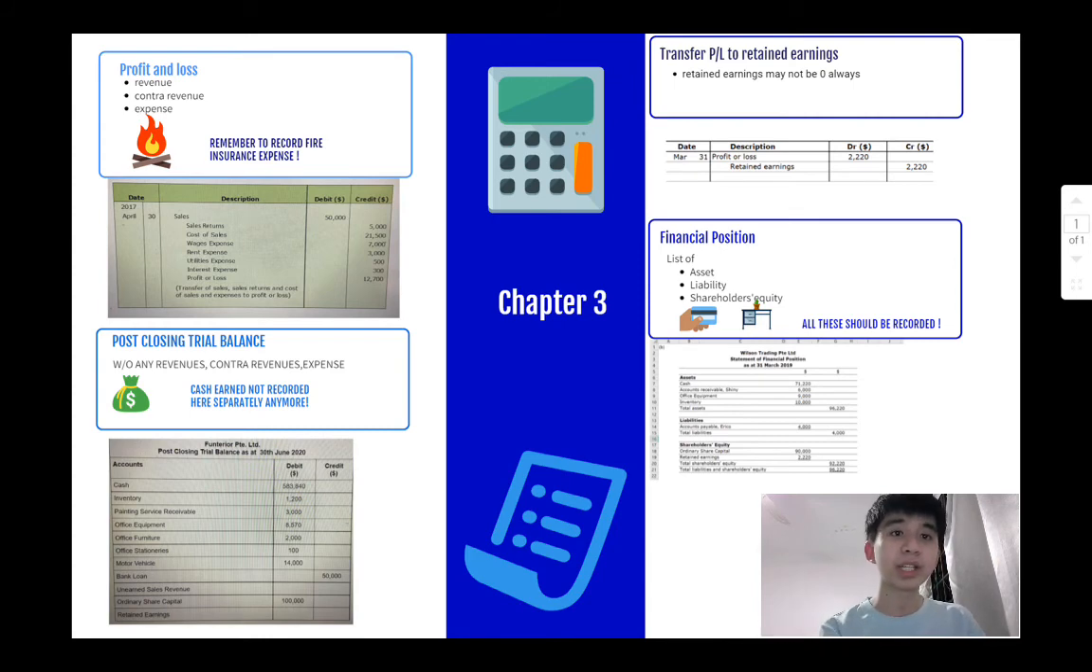Before preparing the financial position and post-closing trial balance, we need to transfer the profit and loss to retained earnings, which are known as net income earned in that particular financial period. We must be clear that retained earnings may not always be zero. There are times where there are values for the retained earnings account from the last period. But we do not include and add up the retained earnings and profit and loss together. We only add them up during the post-closing trial balance and also the financial position.